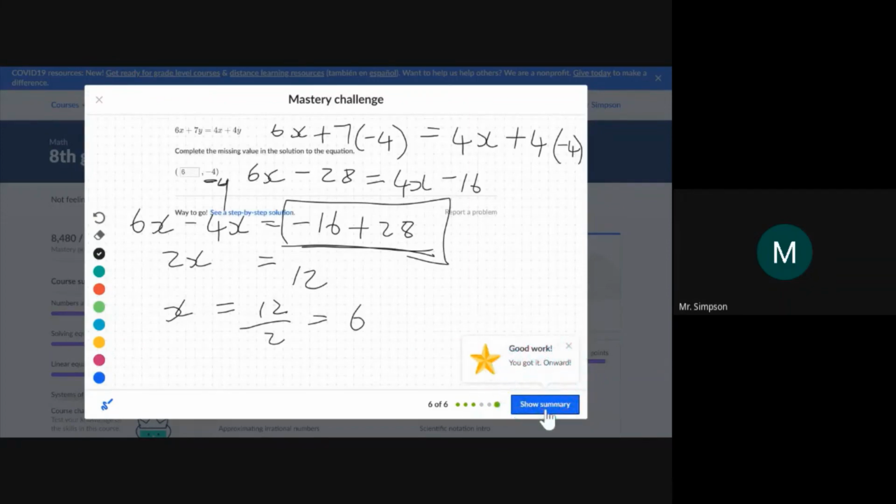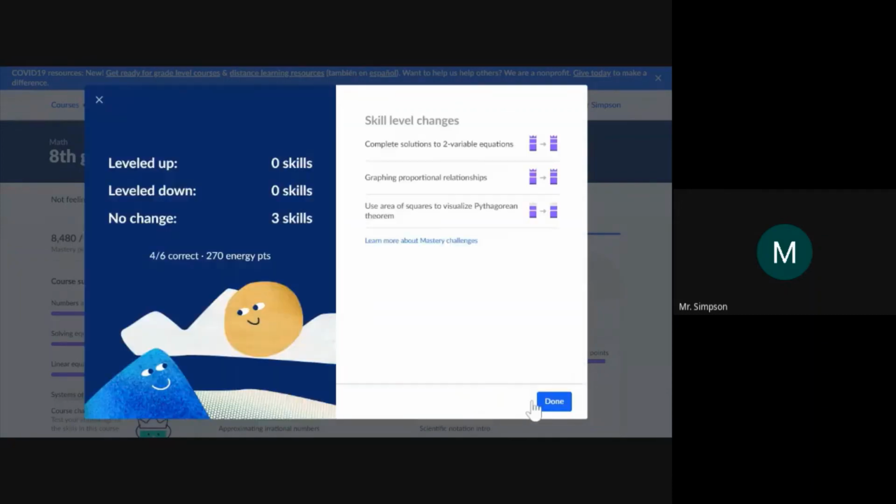All right, so we missed one. Well, we missed both. We missed one because we made a mistake. We put -1 when we shouldn't, and we missed the other one because we were rushing. All right, so that's on us. But we could have easily gotten 6 out of 6. All right, so let's show the summary. Okay, so we didn't level up in any skills.